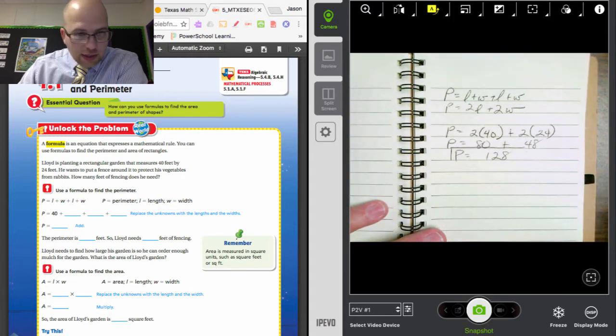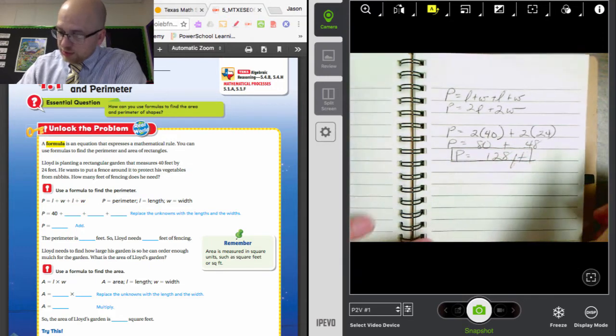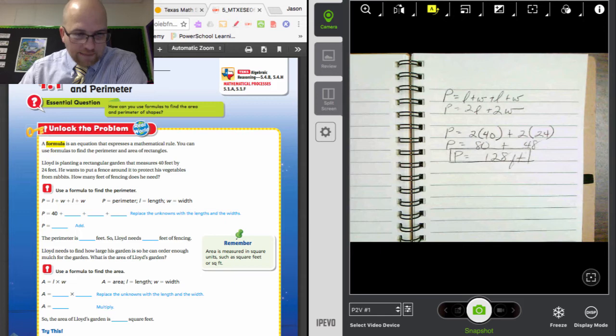128 what? 128 feet. Always put your units on these problems so that we know what we're talking about. So that's how much fencing he needs. He needs 128 feet of fencing.